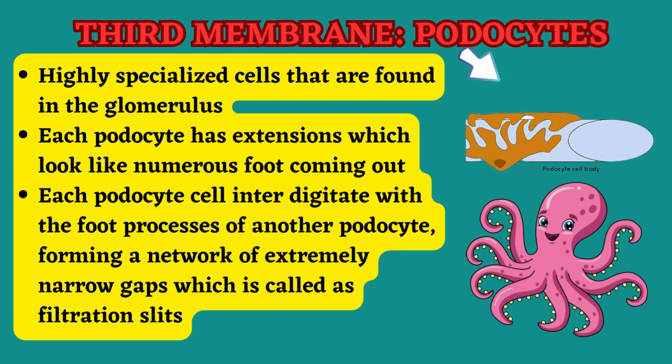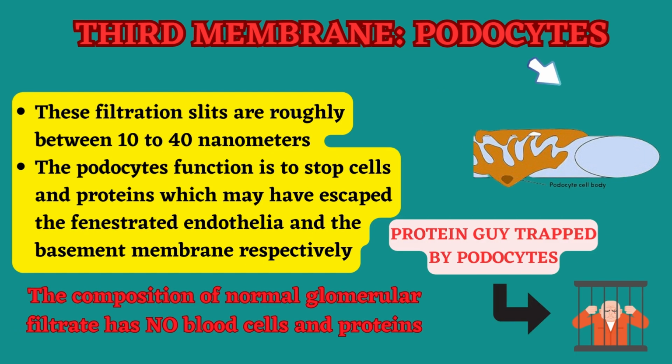The third filtration membrane is the podocyte cells. Podocytes are highly specialized cells that are found in the glomerulus. If we were to look at the structure, each podocyte has extensions which look like numerous feet coming out, just like an octopus. Another thing about these podocytes is that the foot processes of one podocyte cell interdigitate with the foot processes of another podocyte, forming a network of extremely narrow gaps called filtration slits. These filtration slits are roughly between 10 to 40 nanometers. These are smaller than the gaps at the fenestrated endothelia.